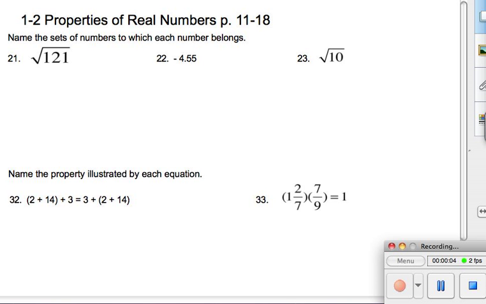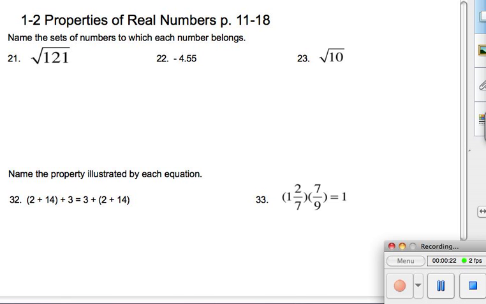Looking at lesson 1-2, which is dealing with properties of real numbers. This is dealing with some of our different properties of addition and multiplication. It's dealing with the different types of numbers. So the first problems picked here were name the sets of numbers to which each number belongs.